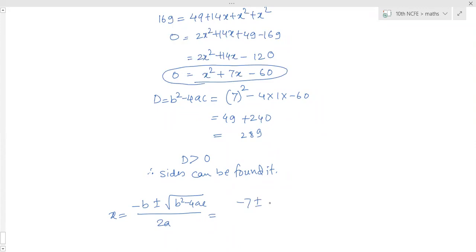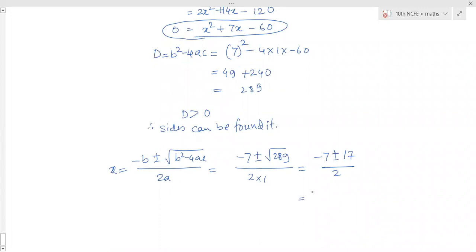Minus 7 plus or minus square root of 289. We already got the value of b square minus 4ac, that is 289. Square root of 289, divided by 2 into 1. So this is minus 7 plus or minus. Square root of 289 is 17, by 2.